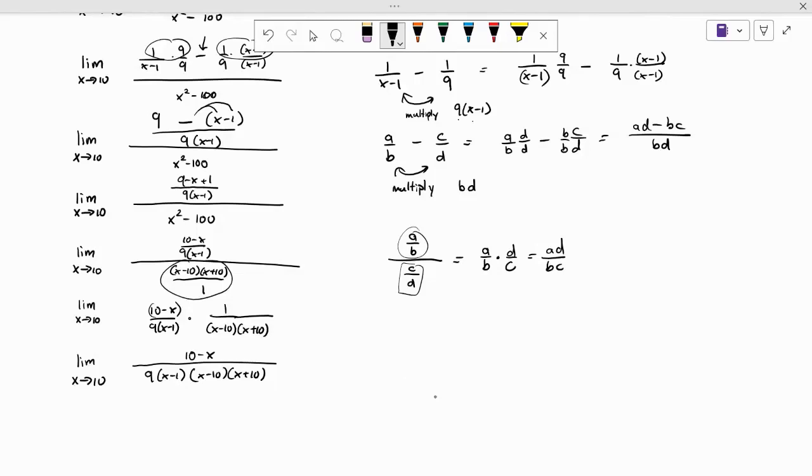You only cancel if two factors are exactly the same, on top and bottom. This is not exactly the same thing as that, for sure. In fact, this 10 minus x doesn't look exactly like something in the denominator. But what you want to be on the lookout for, if you have a minus b versus b minus a, what's the relationship between these? And don't say conjugates because they're not.